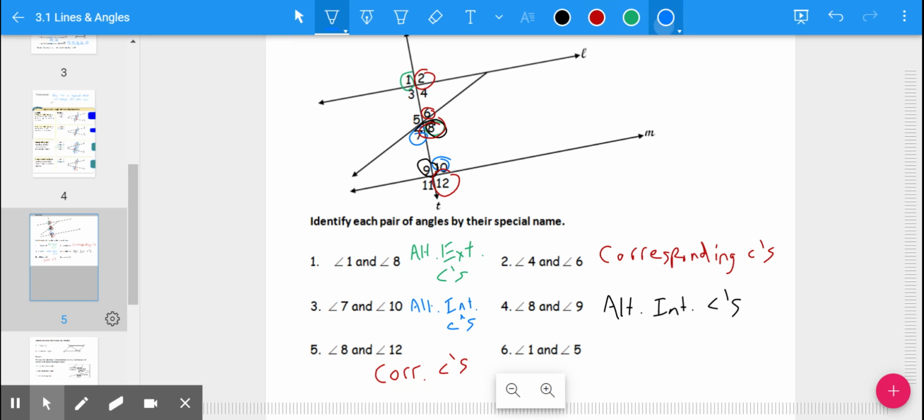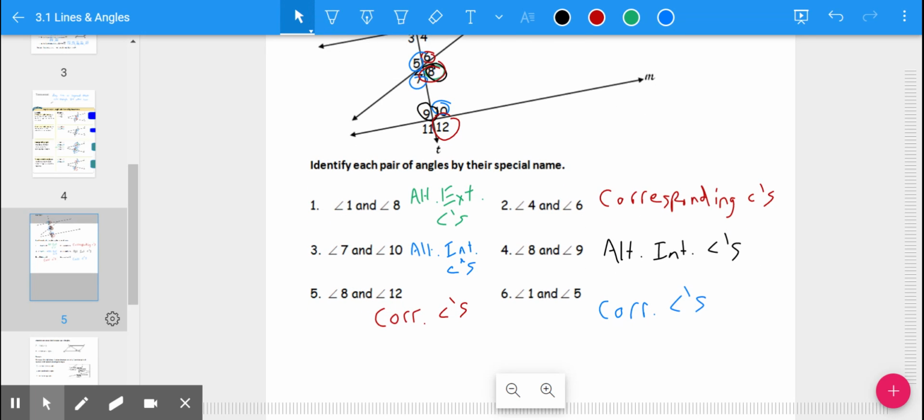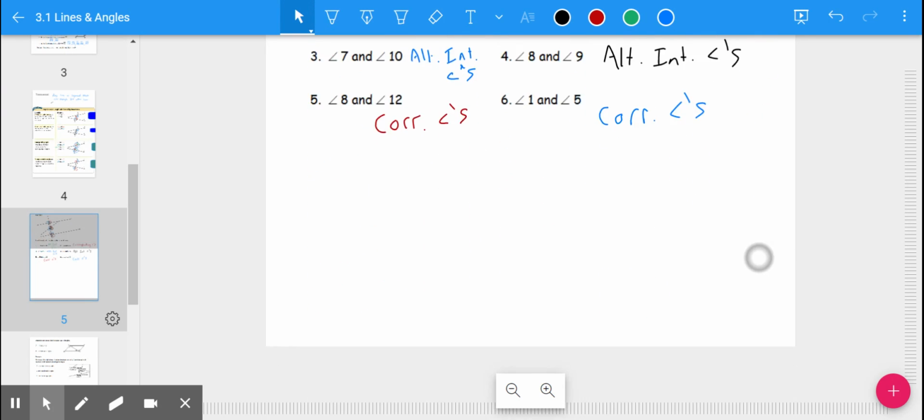And then finally, 1 and 5. I'll use blue here. 1 and 5, also top left. So those are also corresponding angles. So there we go. Some examples of finding those different types of angles there.